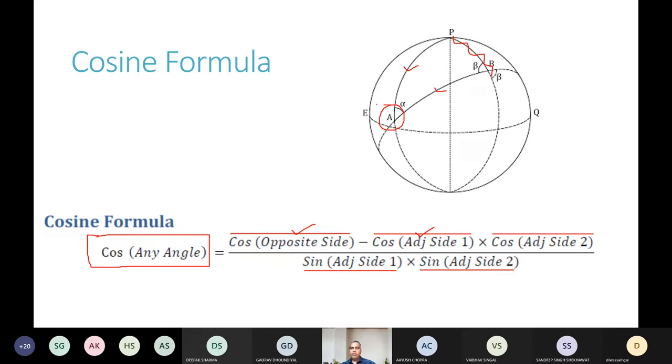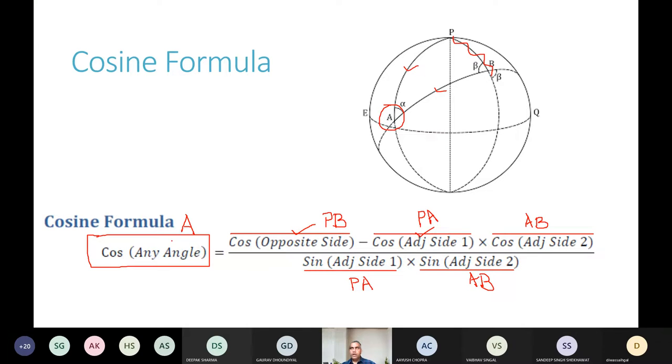So if I use this formula for angle A of the triangle, it would be cos of angle A, which is any one angle of this triangle, is equal to cos of opposite side. So for opposite side, we will have PB, minus cos of adjacent side 1, that is PA, into cos of adjacent side 2, that is AB, divided by sine of adjacent side 1, that's PA again, and sine of adjacent side 2, that is AB again. So this is how the formula is applied.